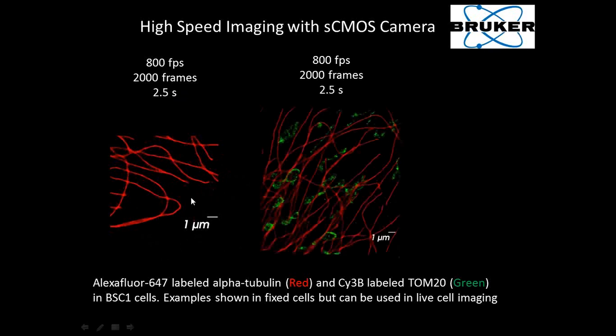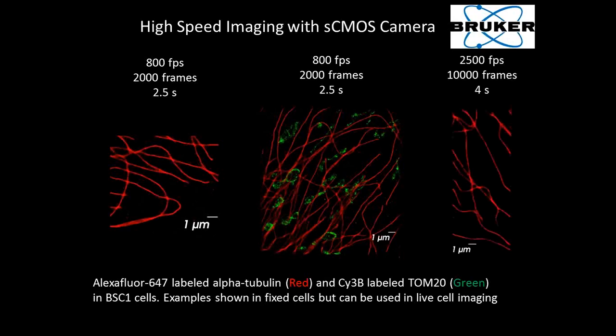We can do two-color imaging. Again, 800 frames per second and 2,000 frames. Up to 800 frames per second, you can get this 200 by 200 or up to 400 by 400 pixel area on the SCMOS camera with the Vutara 350 system. With the reduced ROI, you can image up to 3,000 frames per second.